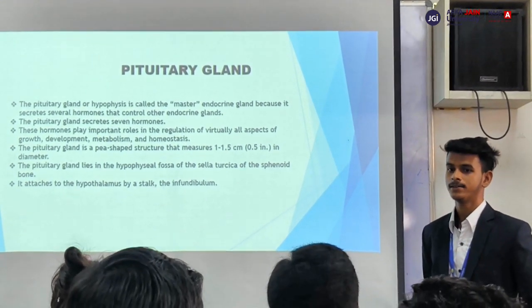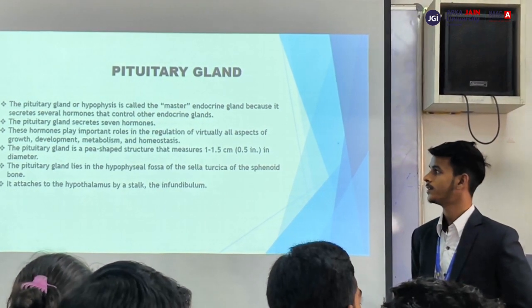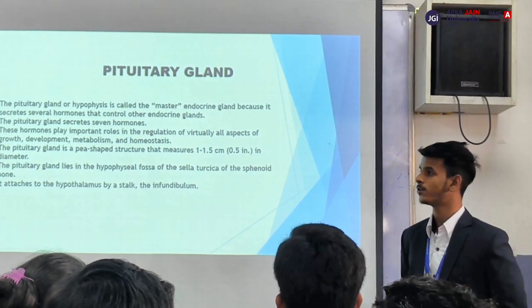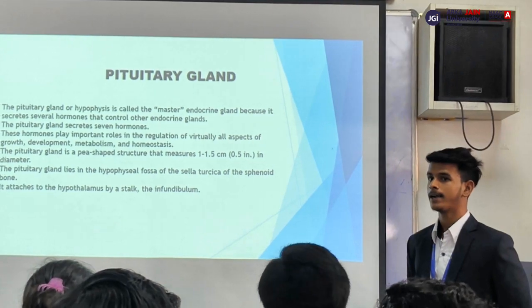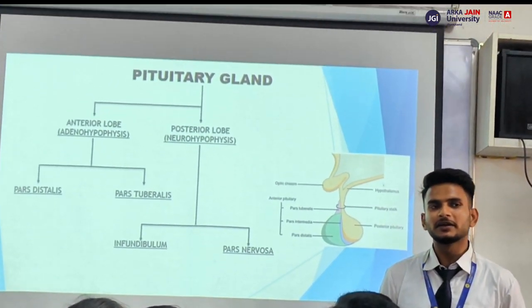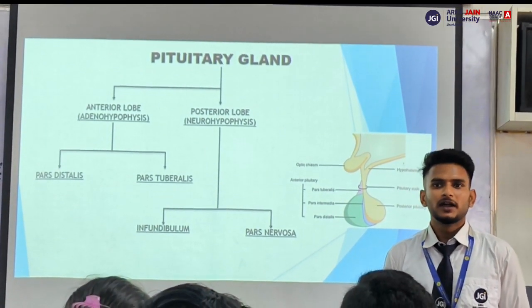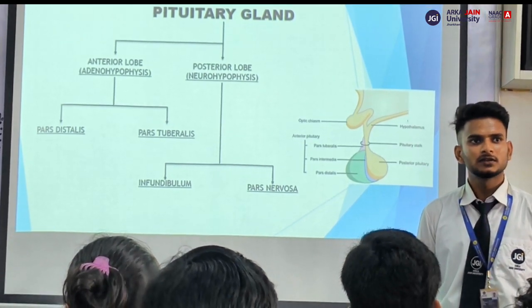The pituitary gland secretes several hormones. These hormones play an important role in the regulation of growth, development, metabolism, and more. The pituitary gland is divided into 3 parts: anterior lobe, posterior lobe, and pars intermedia.